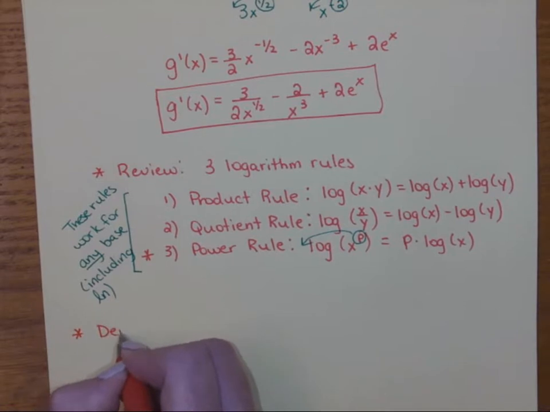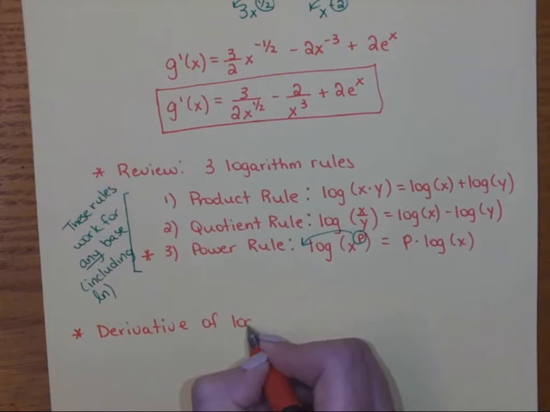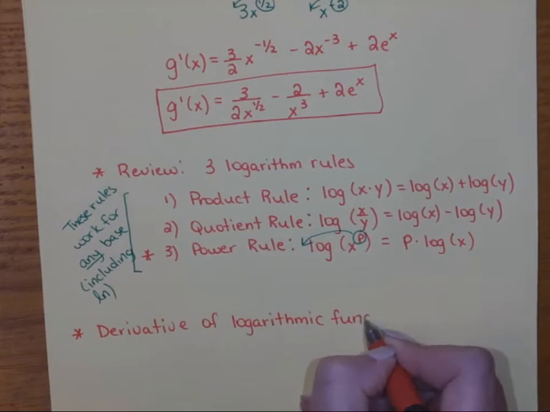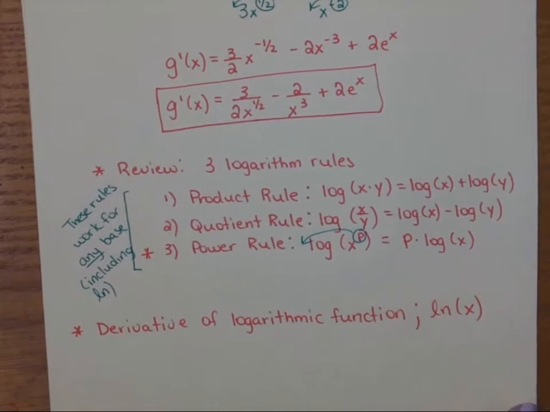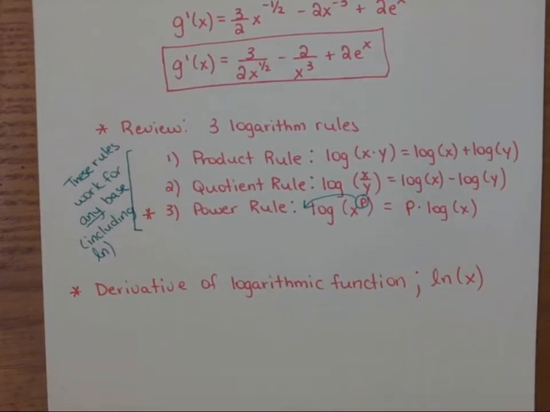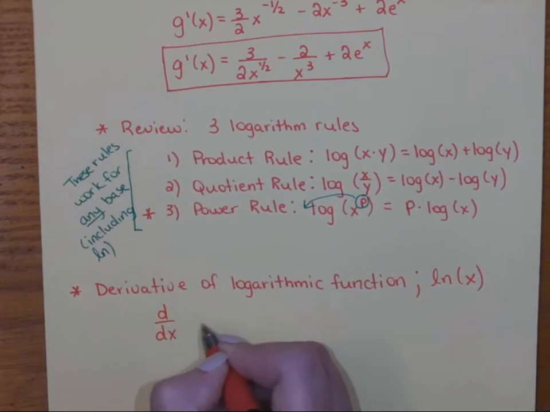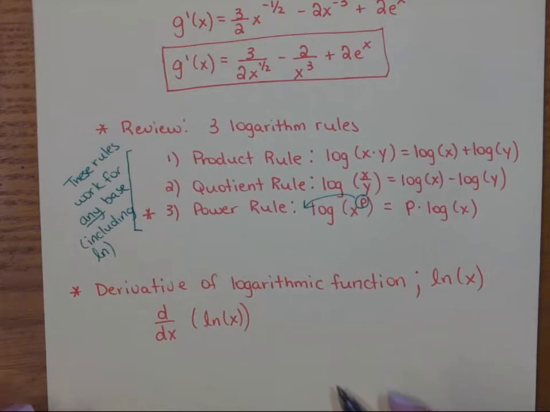Alright, so the next special case is, how do you do the derivative of the logarithmic function ln of x? In other words, how do you find the slope of the tangent line if your function involves natural log of x? So for now, just think of this like a special case, and we're going to keep this pretty simple. But the derivative of ln of x is always just 1 over the inside function, which is x in this case.